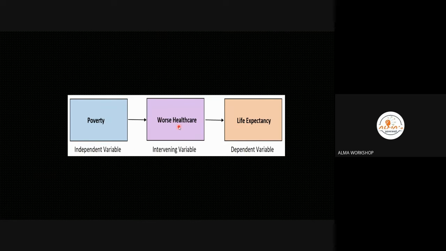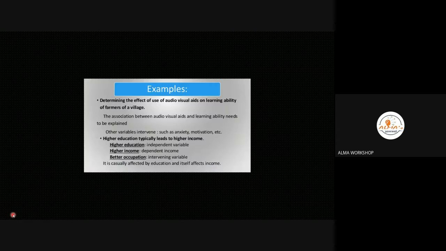In between, you have lack of access to health care. Likewise, you have other examples. For determining the effect of use of audiovisual aids on learning ability of farmers in a village, the association between audiovisual aids and learning ability needs to be explained, and how other variables intervene: anxiety, motivation. Suppose farmers in a village, they'll have anxiety because audiovisual aids you are going to give for them.